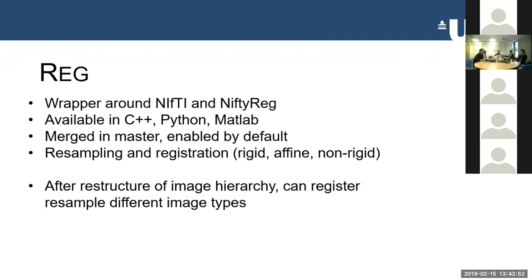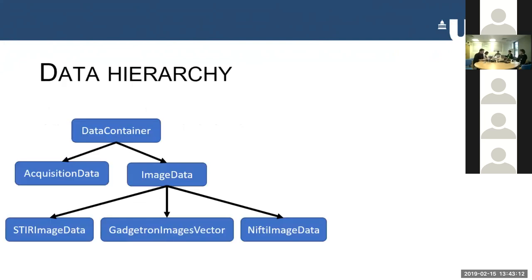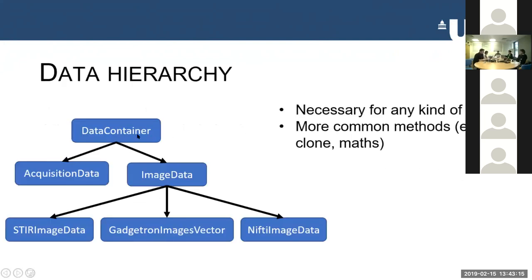Recently, we've restructured the image hierarchy in SIRF. This means that we can now register and resample different types of images. So we can resample STIR and Gadgetron as well as Nifti image data. The hierarchy looks something like this. Everything is a data container, which is either acquisition data, so for PET it's a sinogram, or an image data. Of those, we derive a STIR image data, a Gadgetron images vector, which contains a vector of each of the slices, or a Nifti image data. And feasibly in the future, when we put in extra engines, we can have extra image types.